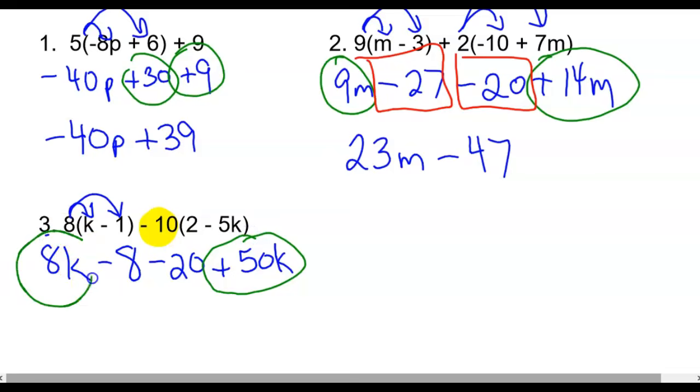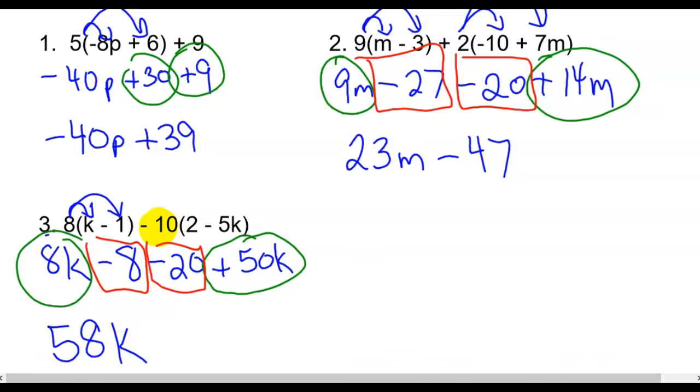Let's combine some like terms. All right, 8k plus 50k, that's 58k. Negative 8 minus 20, that's negative 28. So that expression will simplify down to 58k minus 28. And that is how we use the distributive property to combine like terms.